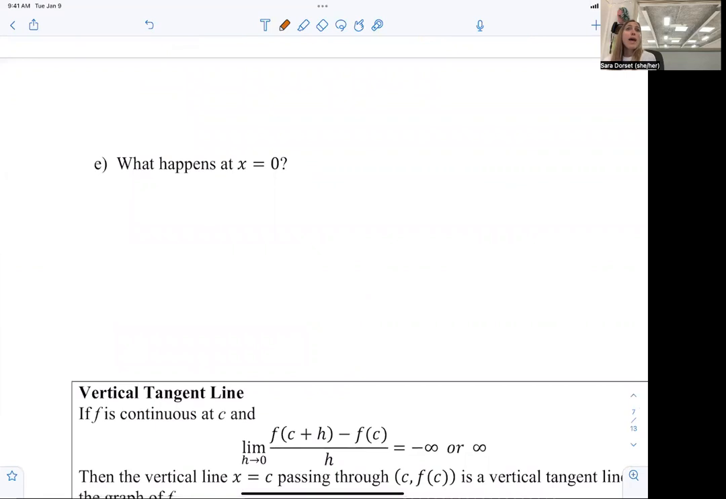Okay, what happens at x equals 0? Well, first of all, y would be equal to 0, right? The square root of 0 is 0.